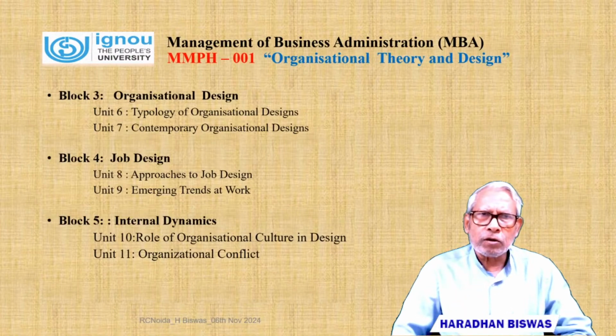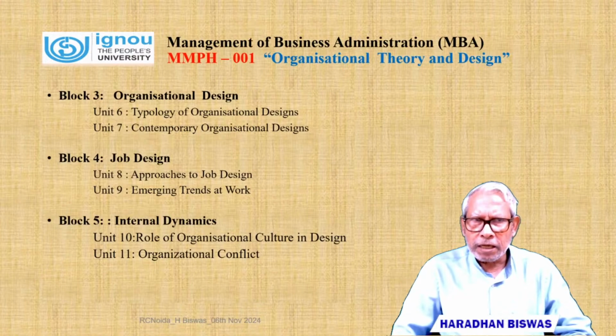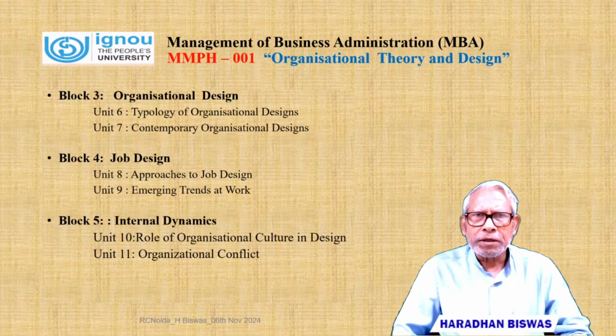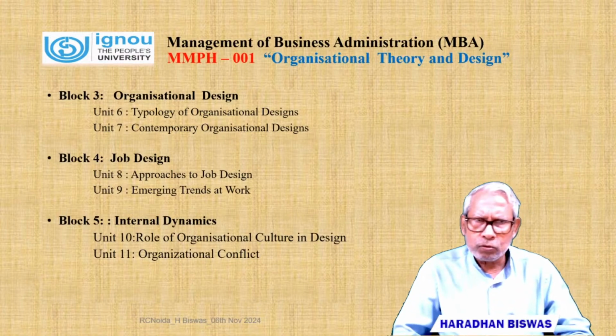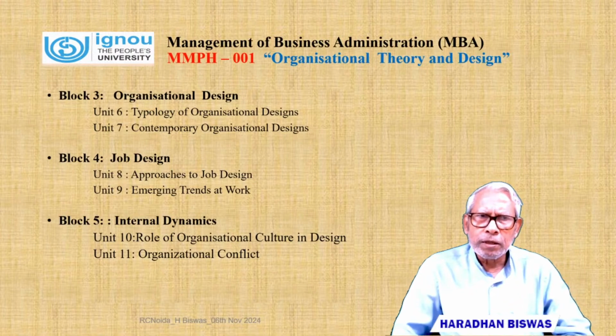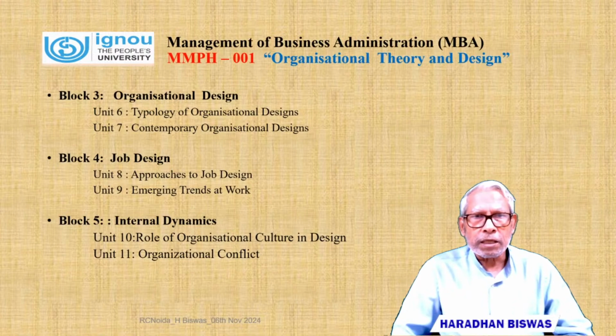Now, block 3 is organizational design. There are so many organizational designs. Topologically, it may be flat type or hierarchy type, pyramid type, different shapes are there. Vertical, horizontal, so many topological designs are there. That is a part of unit number 6. And then unit number 7 is contemporary organizational design.